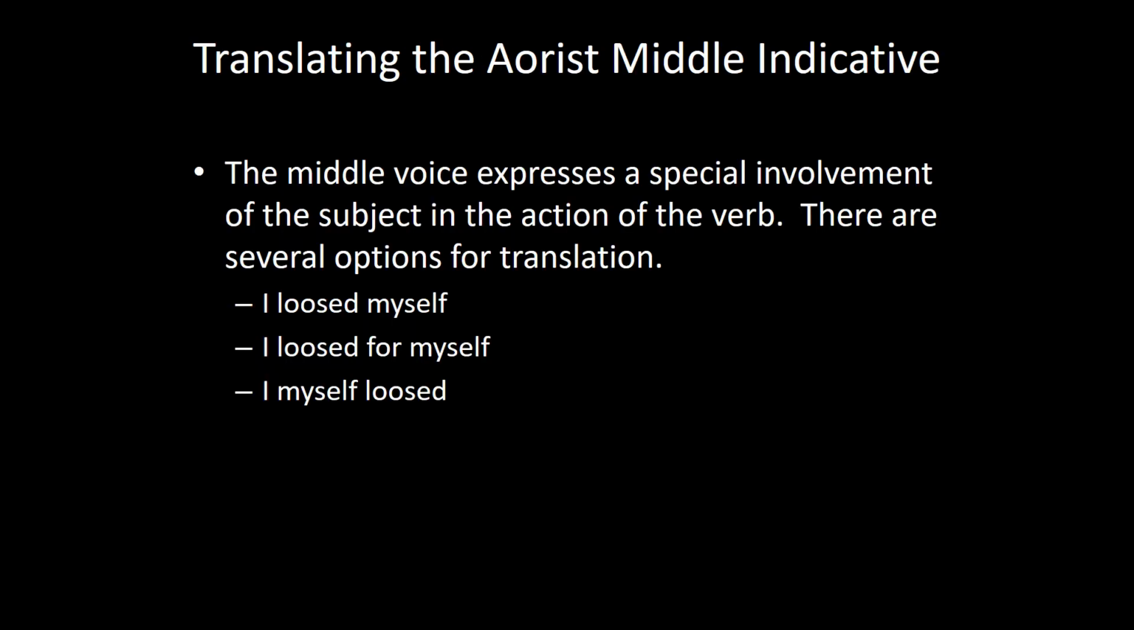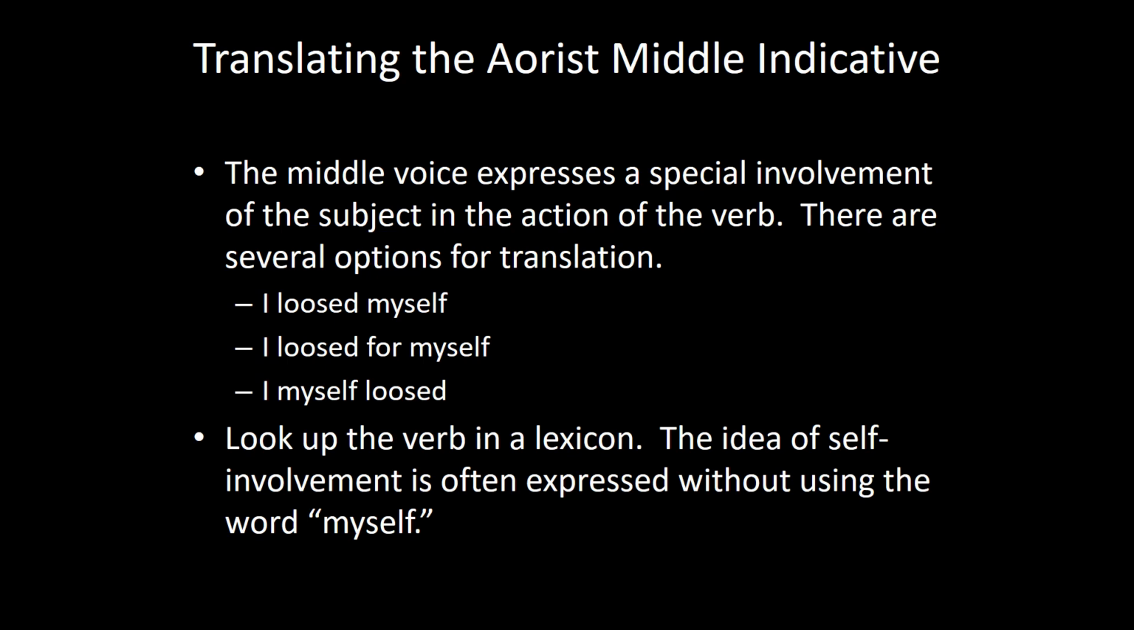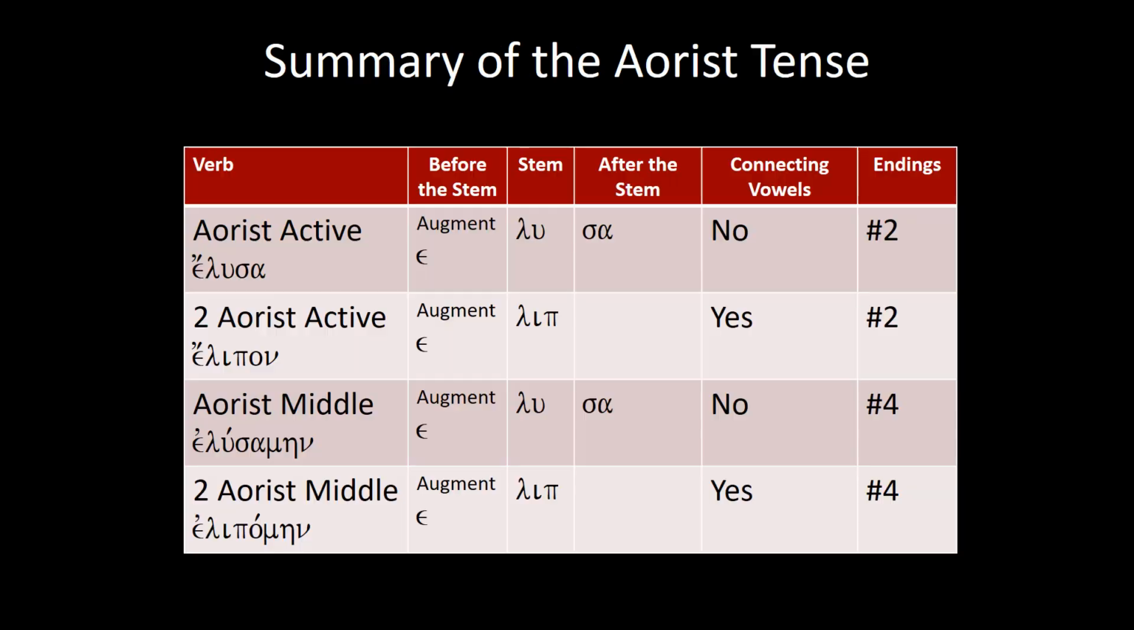How do you translate the aorist middle? I loosed myself, I loosed for myself, or I myself loosed. And once again, look up the verb in a lexicon. You may be able to express the idea of self-involvement without having to use the word myself. So that was aorist middle.